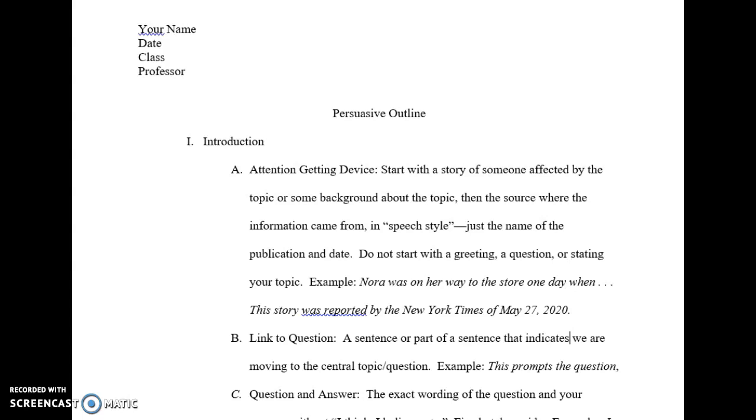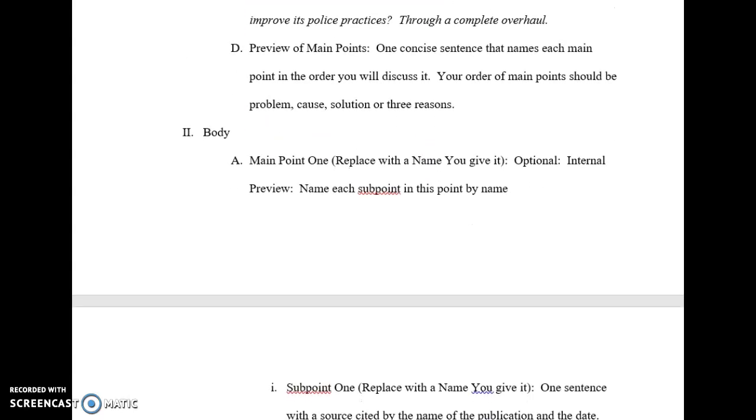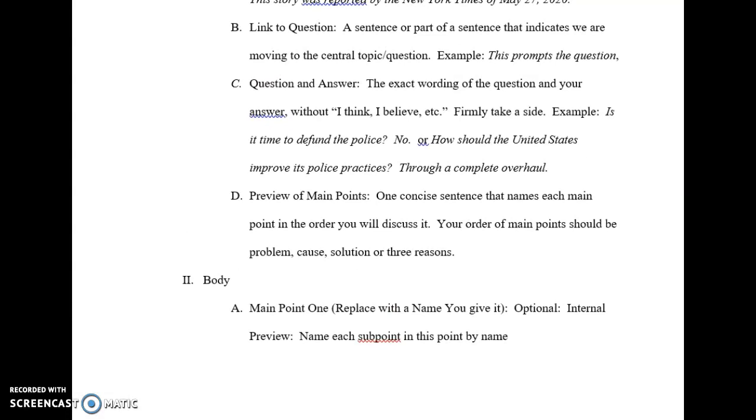So for example, Nora was on her way to the store when, and you're going to fill in the rest of that story. And then at the end of the story, say this story was reported by the New York Times of May 27th, 2020. The next thing you're going to do is link to your question or connect to your question. And this will be a sentence or part of a sentence that simply tells us what's coming next is the question. For example, this prompts the question, and that's all you need there. Or this makes us ask, or something like that.